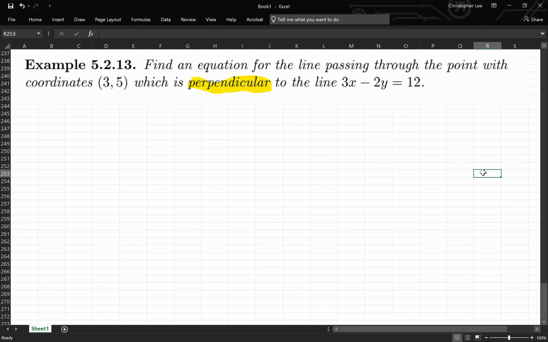I don't understand how to solve this with coordinates 3, 5, which is perpendicular to the line 3x minus 2y equals 12. Okay. So first thing we want to do is find the slope, right? I have 3x minus 2y is equal to 12. How can I find the slope here? Solve this equation for... solve it for what?